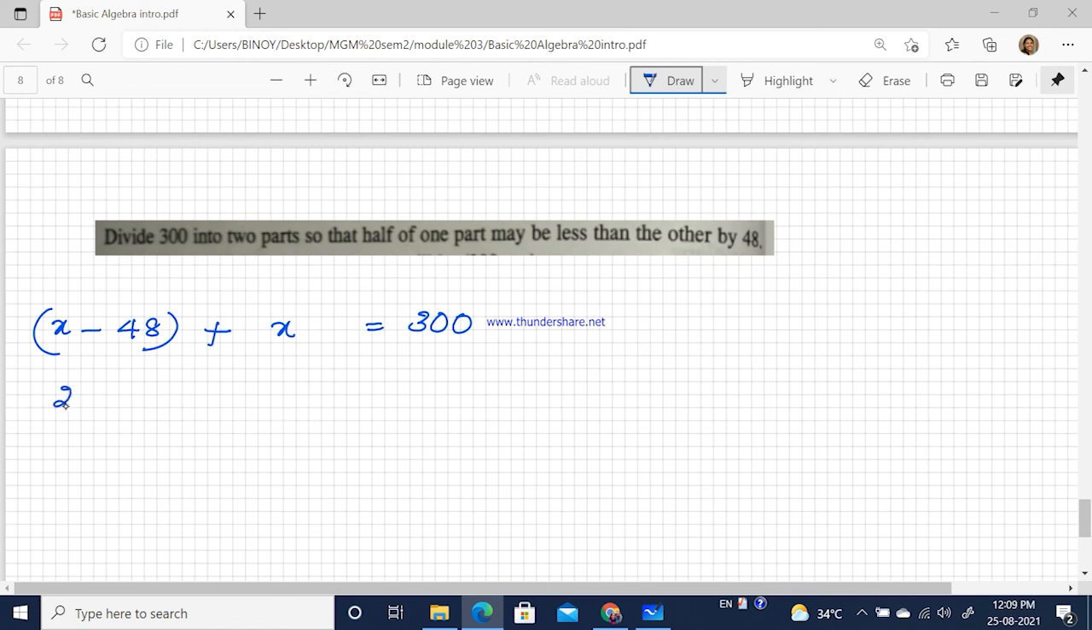So it is 2x minus 48 is equal to 300. So 2x is equal to 348. So x is equal to 348 divided by 2. That is nothing but 174.